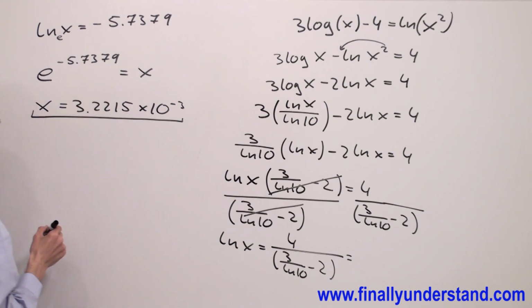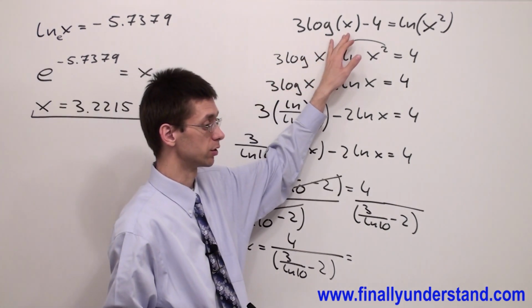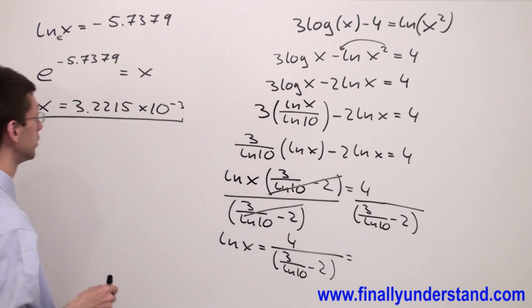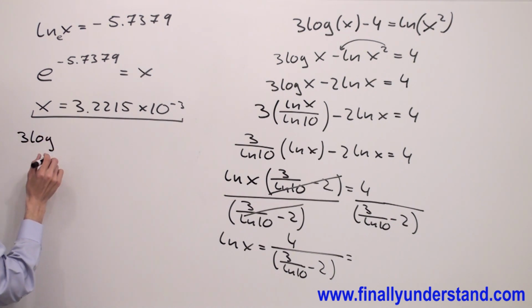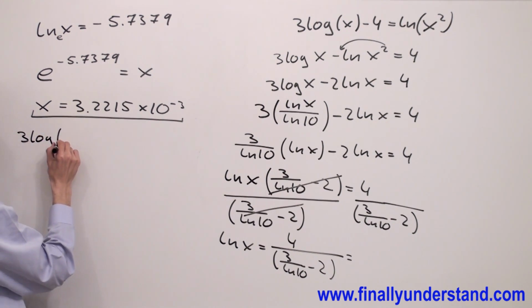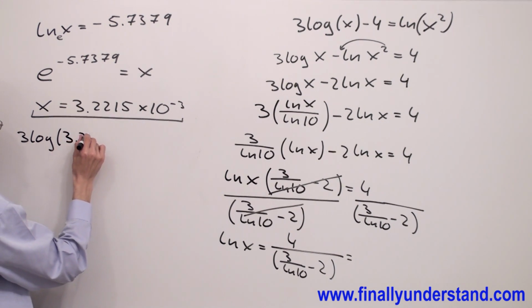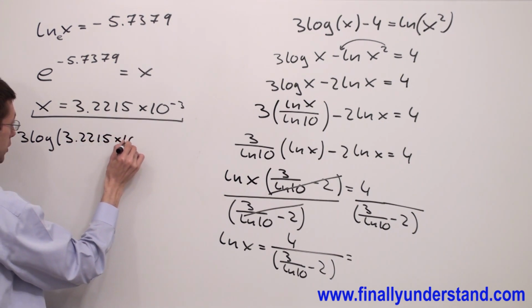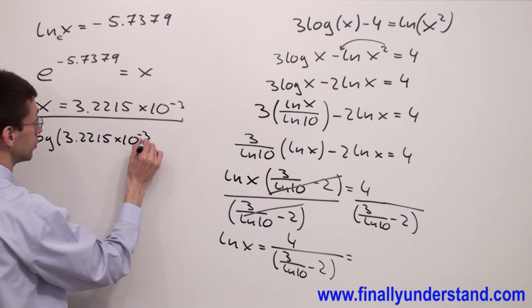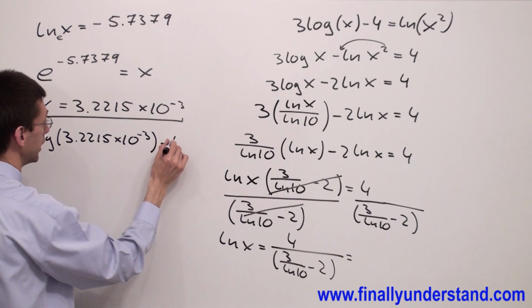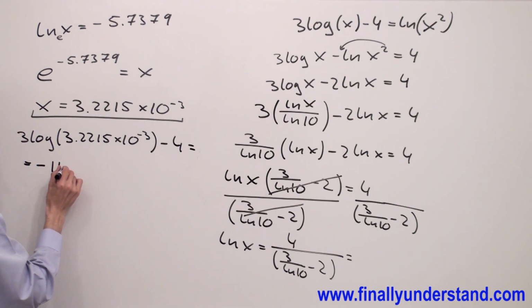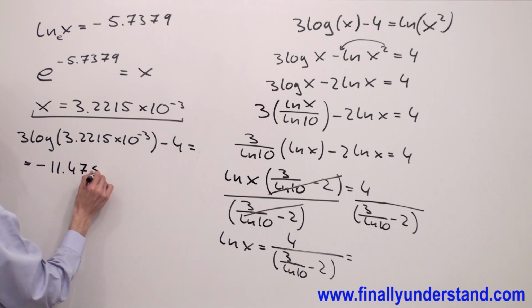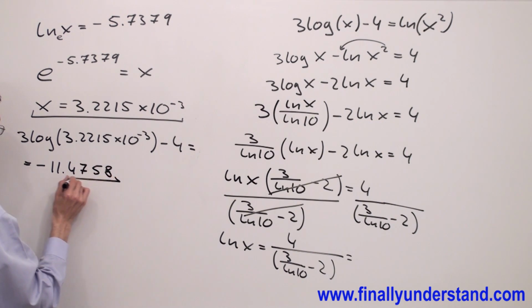If you want to verify your answer, you're supposed to simply replace the x in the original equation by this value. And you are going to have simply 3 log, and instead of x, you're supposed to write 3.2215 times 10 to negative 3, minus 4. This is equal to negative 11.4758. This is my left side.